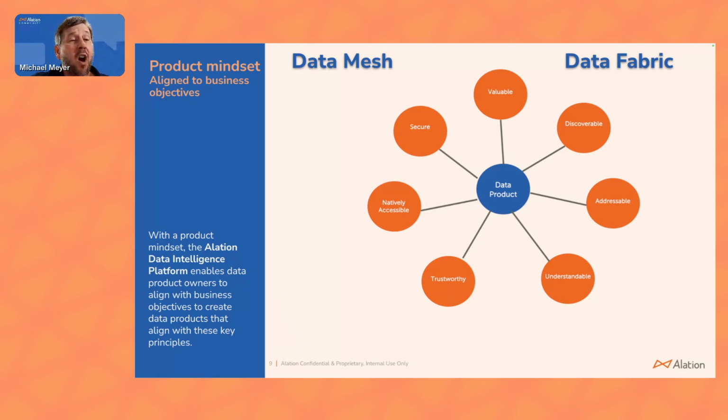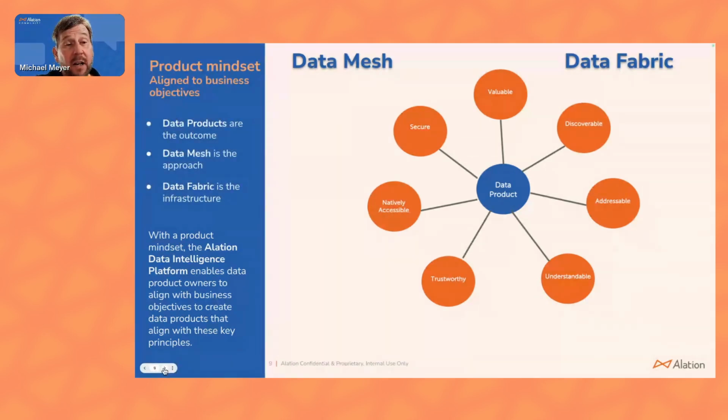Now, when we take all three of these ideas combined, data products are the outcome. It's that business outcome that you're looking for. Data mesh is the approach that you're going to apply. And data fabric is really the infrastructure that can be behind everything.